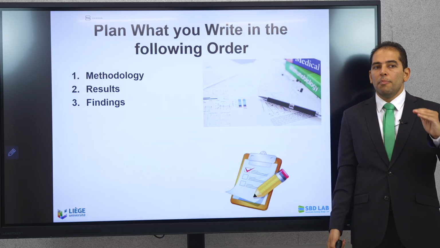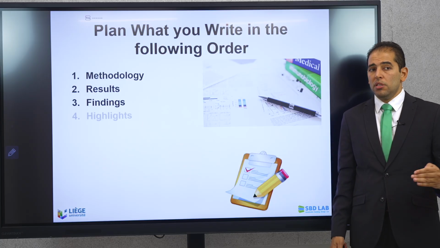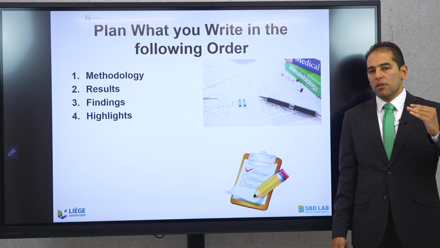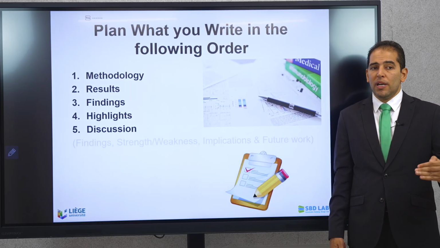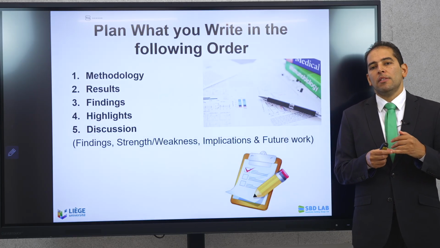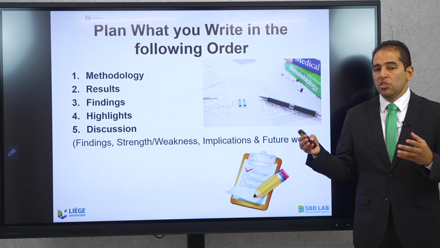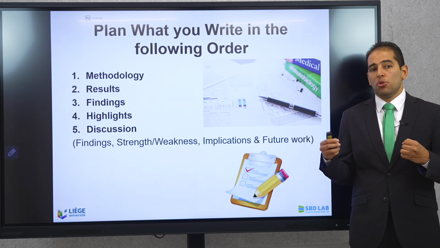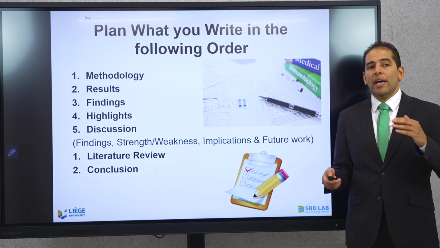by the results. Make sure your findings are well articulated in the results or in the discussion. Highlights of your study must be then written after. The discussion then should be developed, and in the discussion you must talk about the findings and the strengths and weaknesses of your work, the implications of your work and the future work, and then you can finally start working on the literature review and then the conclusion.